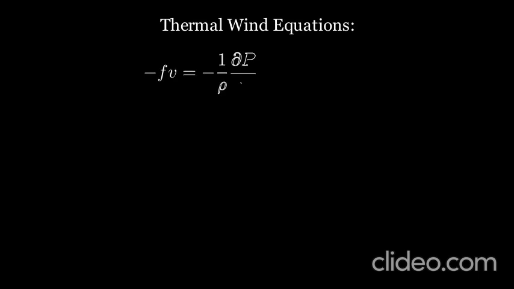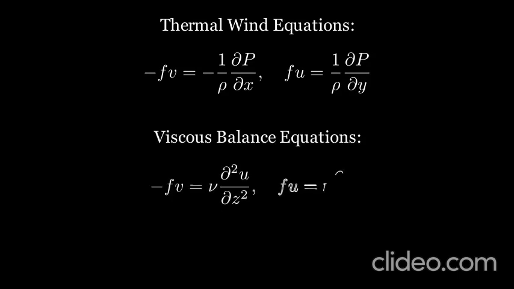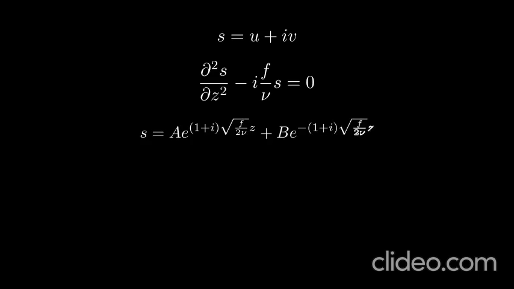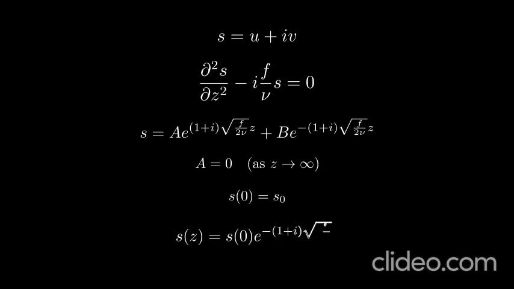Now remember the thermal wind equations. These arise when the Coriolis force balances the pressure gradient force. If in our scenario we suppose that motion occurs only in the horizontal, then instead of a balance between the Coriolis and pressure gradient forces, we now assume the Coriolis force is balanced by viscous forces. To simplify the maths, we introduce S, which represents the velocity as a complex number, a 2D vector where u is the real part and v is the imaginary part. Multiplying the second of the viscous balance equations by i, and adding to the first, we get a second order linear differential equation with a complex coefficient.